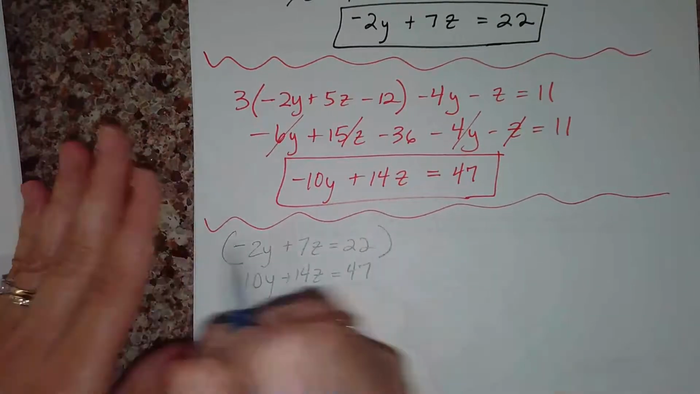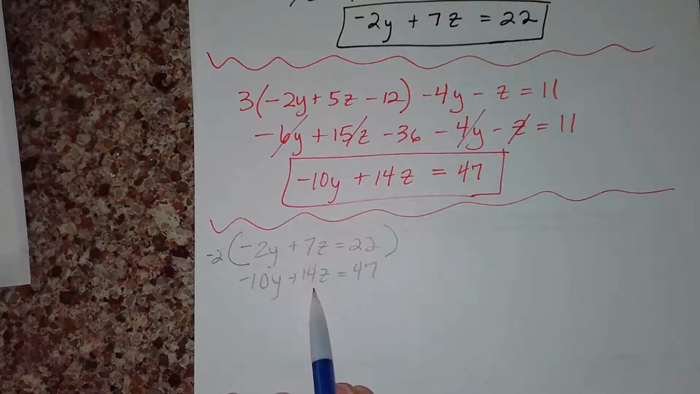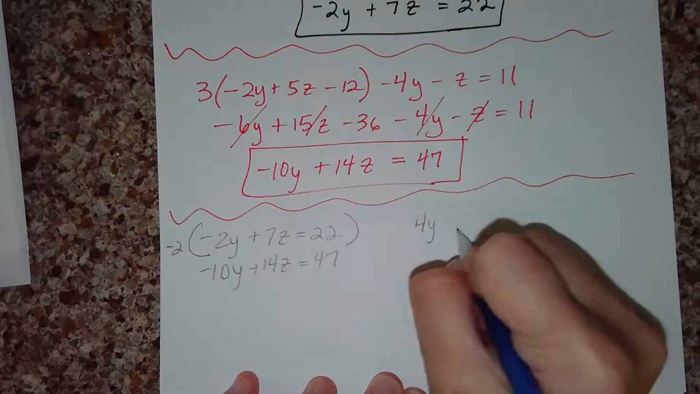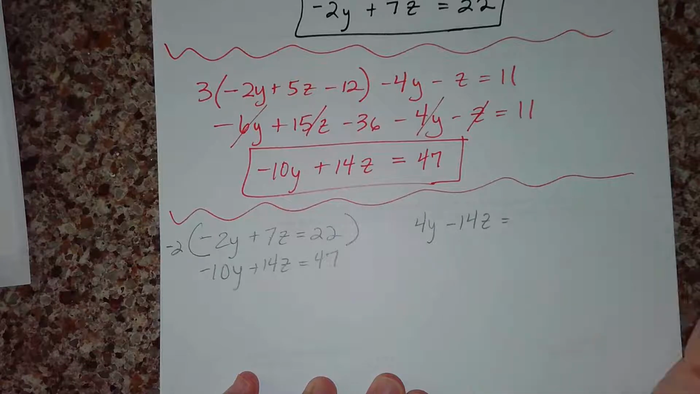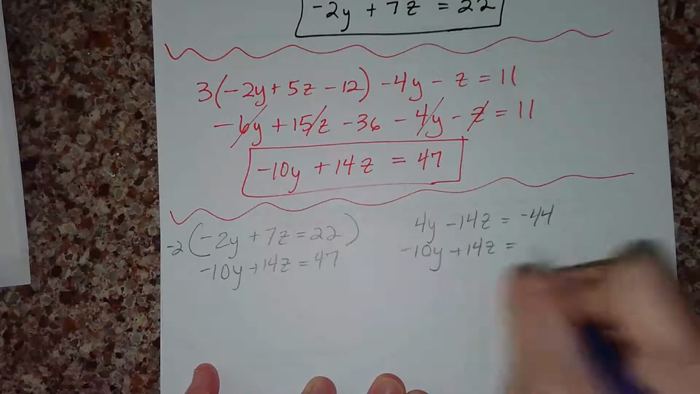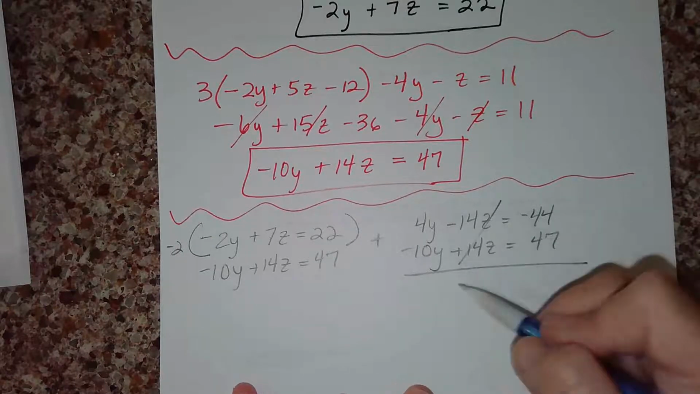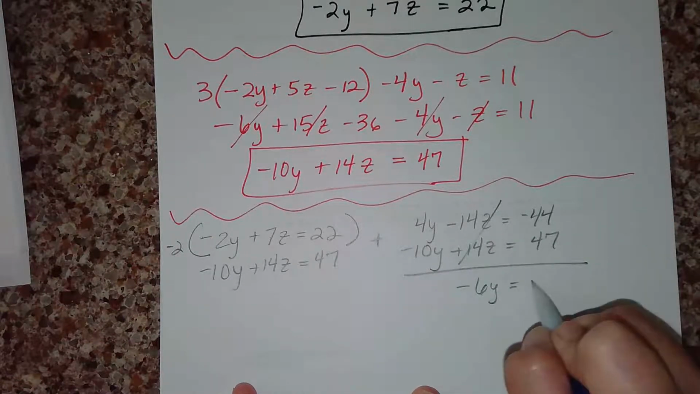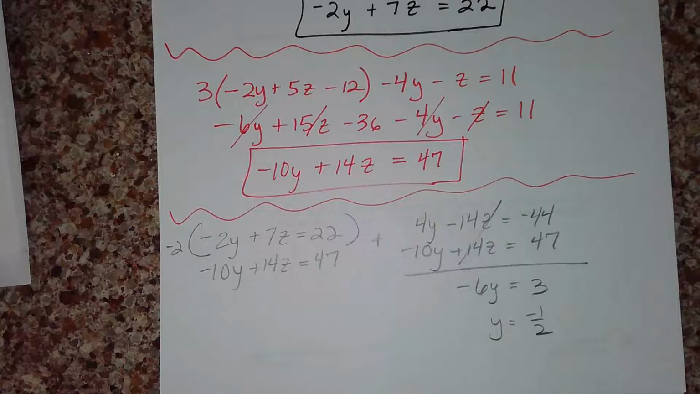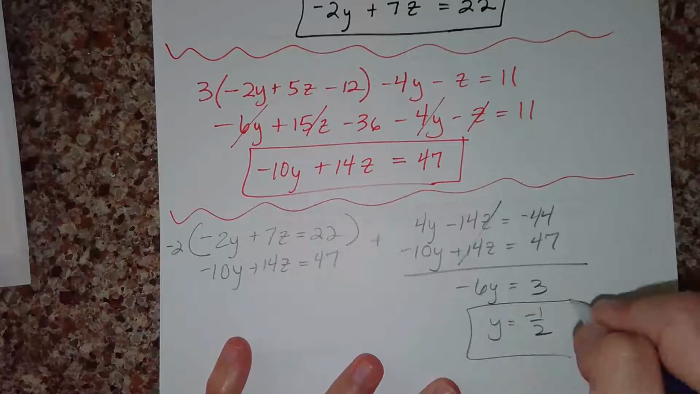So I'm going to take this top equation and multiply it by -2. And again, why I do that is so that this becomes -14, and then if I add it to +14, they would cancel out. So -2 times -2 is positive 4y, gives me -14z equals -44. And then -10y plus 14z equals 47. All right, obviously these cancel. Over here I get -6y equals 3, and y is going to equal -1/2. It is okay to get a fraction, you didn't necessarily do anything wrong if you have a fraction. So I get -1/2 as my answer.